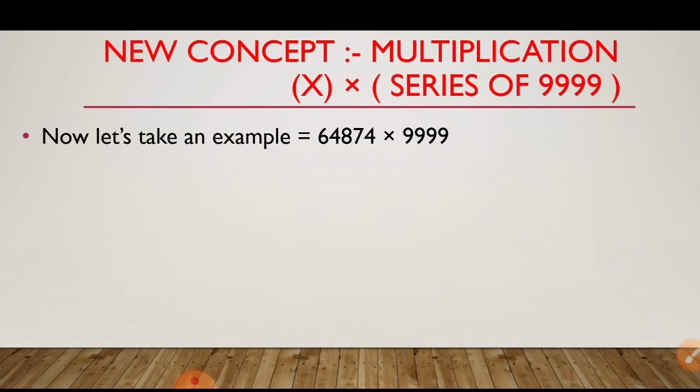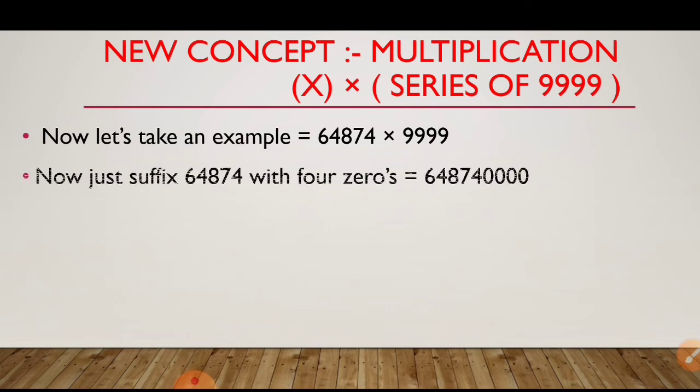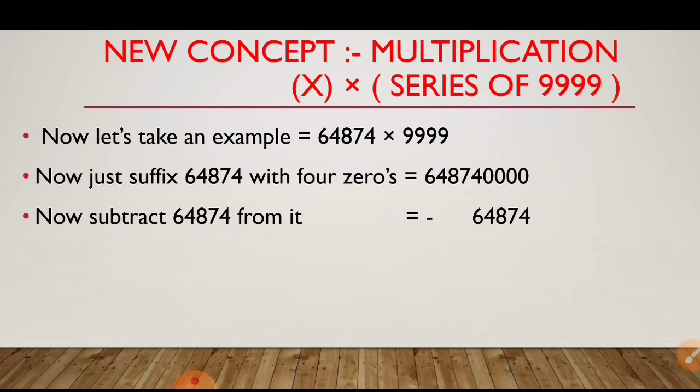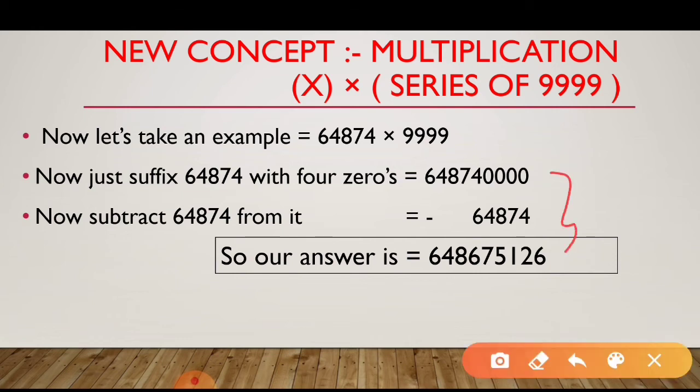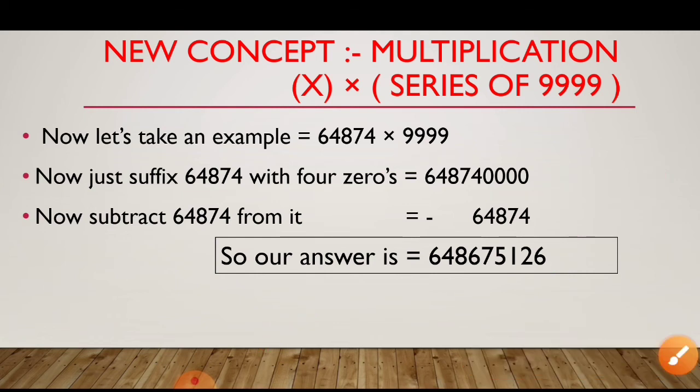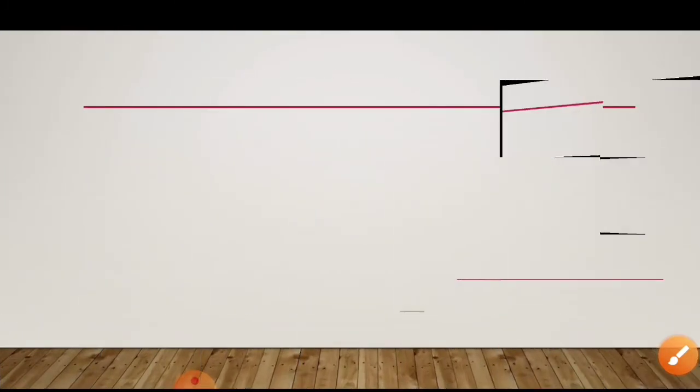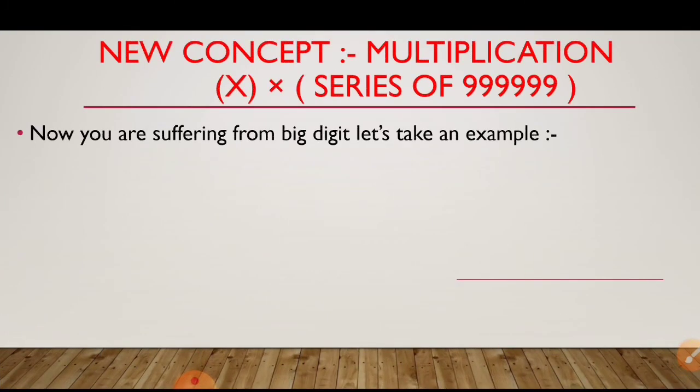Now here for the series of 9,999, you have to do it like this only. Now here we have to put 4 zeros. Why 4 zeros? Because there are four 9s. Okay, now subtract that number from that value. It's the answer of this question. Okay, means you have to use that method only to solve this kind of sums. But instead of 2 zeros, here 4 nines are given, so you have to put 4 zeros.